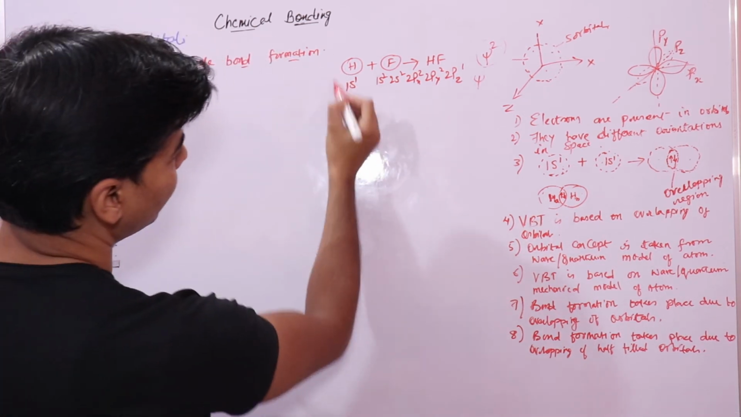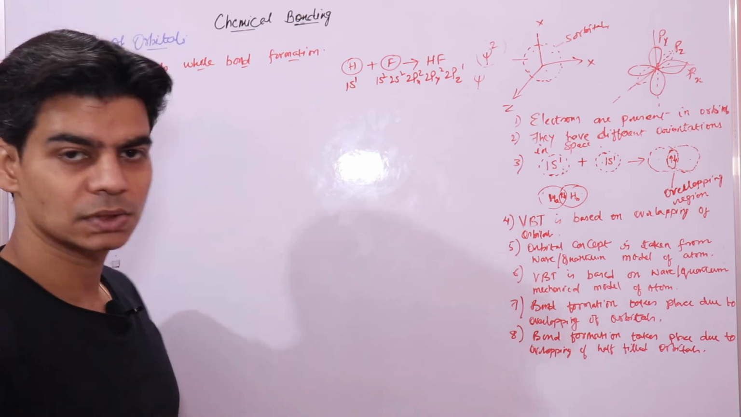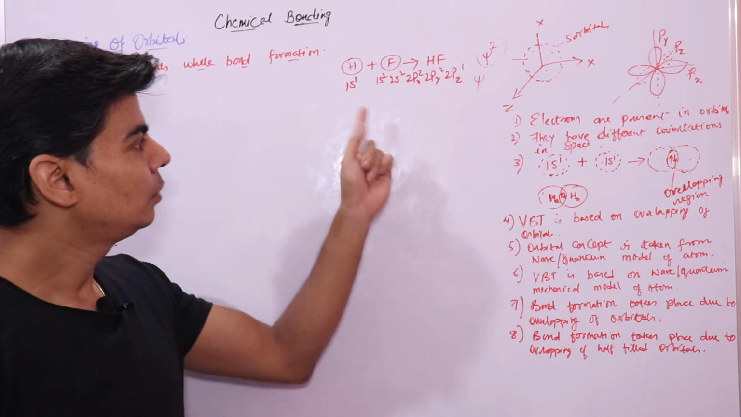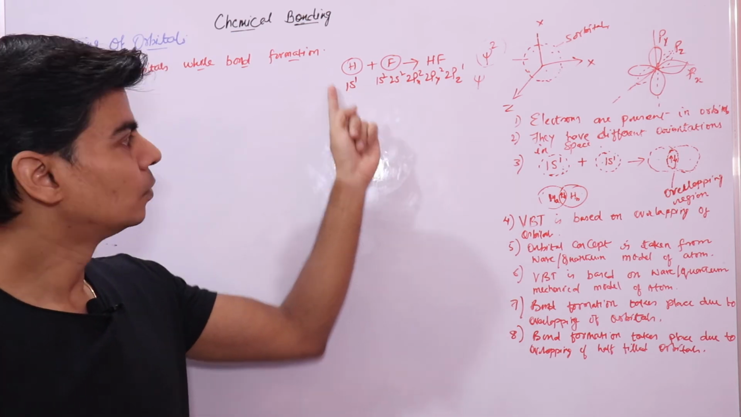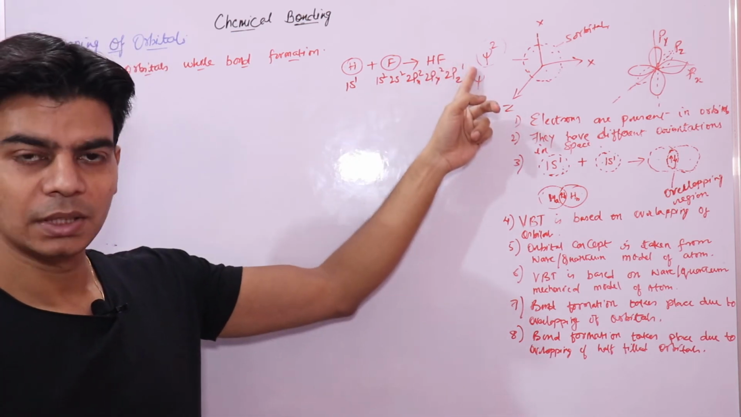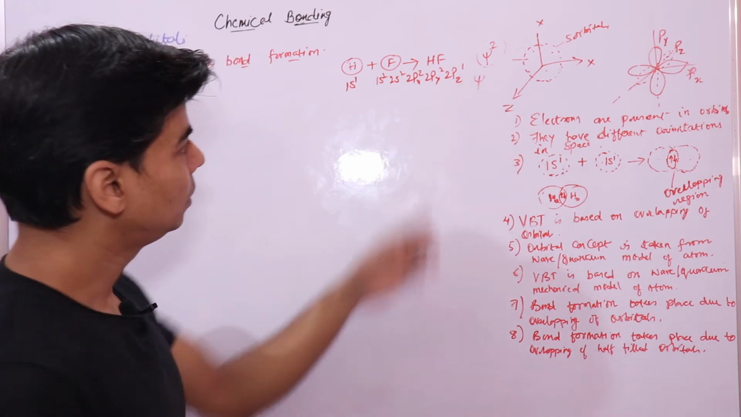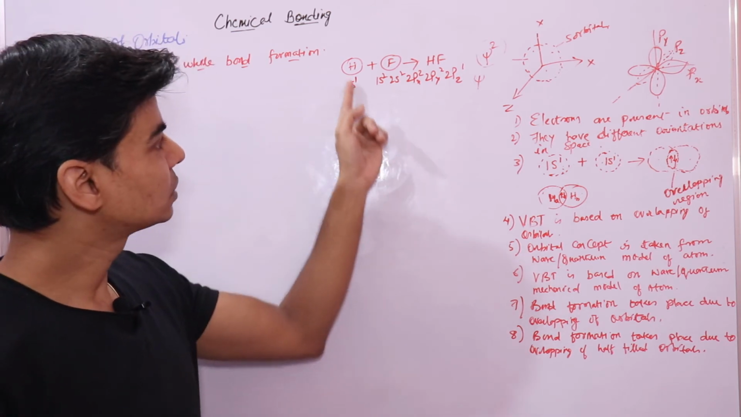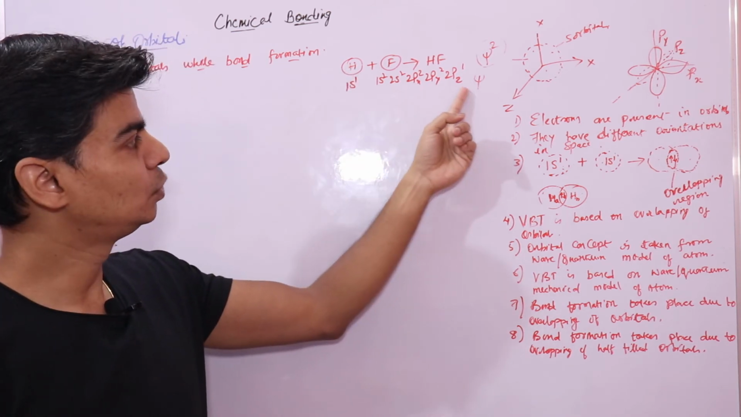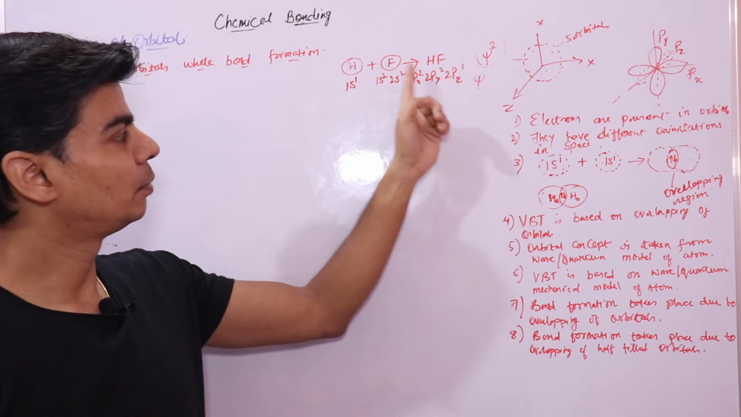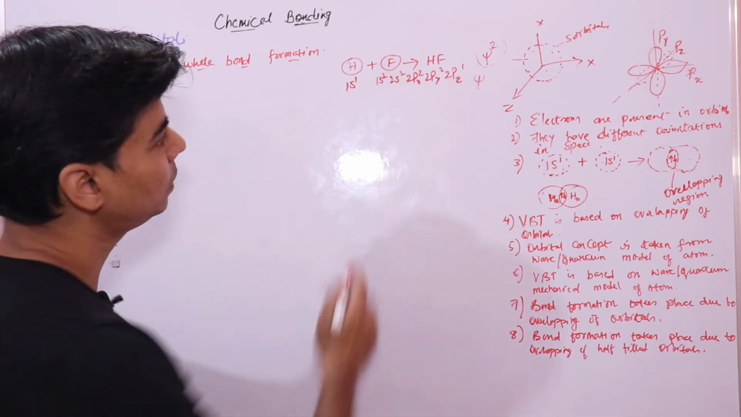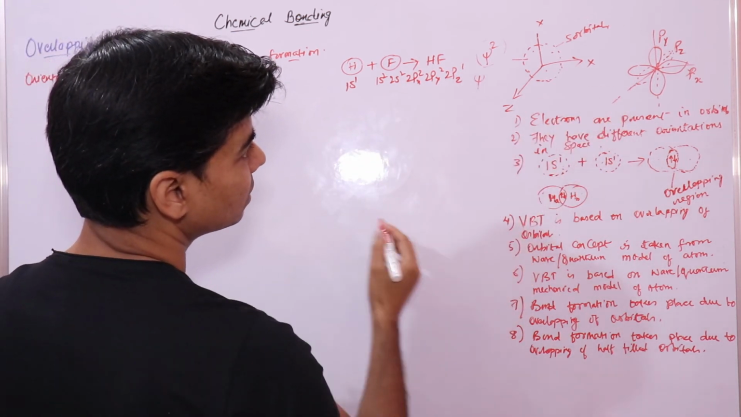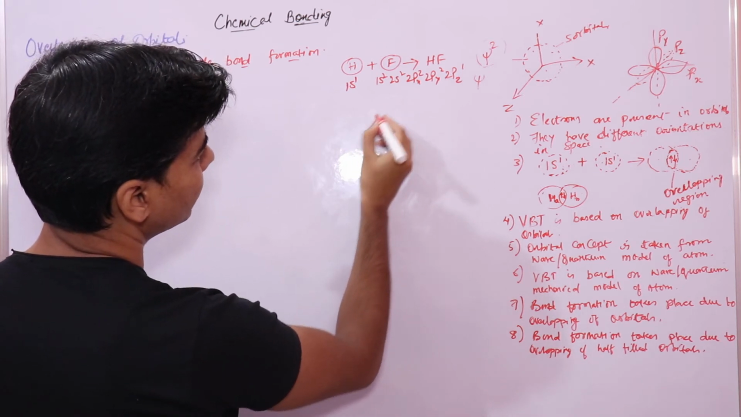Similarly, if you look at the hydrogen fluoride molecule, it has a 1s orbital, and fluorine has a half-filled 2pz orbital. Now these two orbitals, 1s and 2pz, will interact to form a bond between hydrogen and fluorine. So the 1s orbital of the hydrogen atom will interact with the 2pz orbital of the fluorine atom to form the hydrogen fluoride molecule. So how it looks in space, it would be like this.